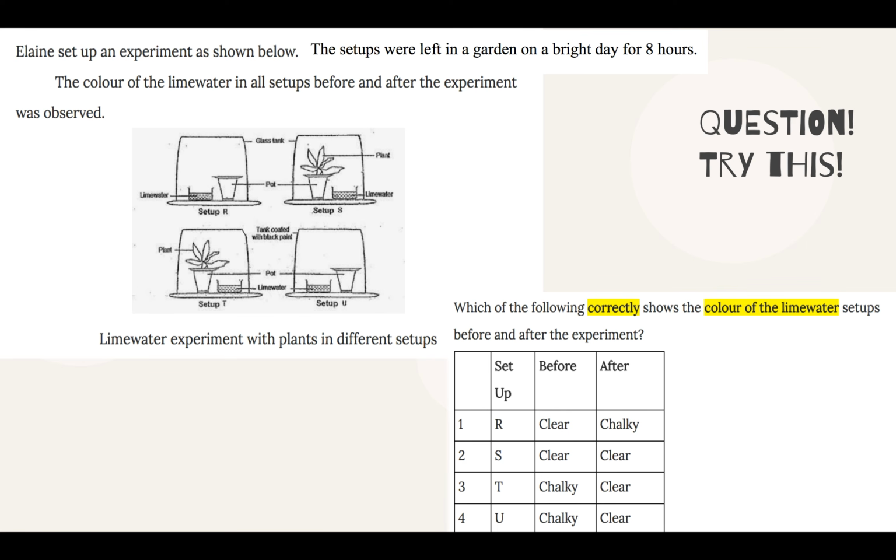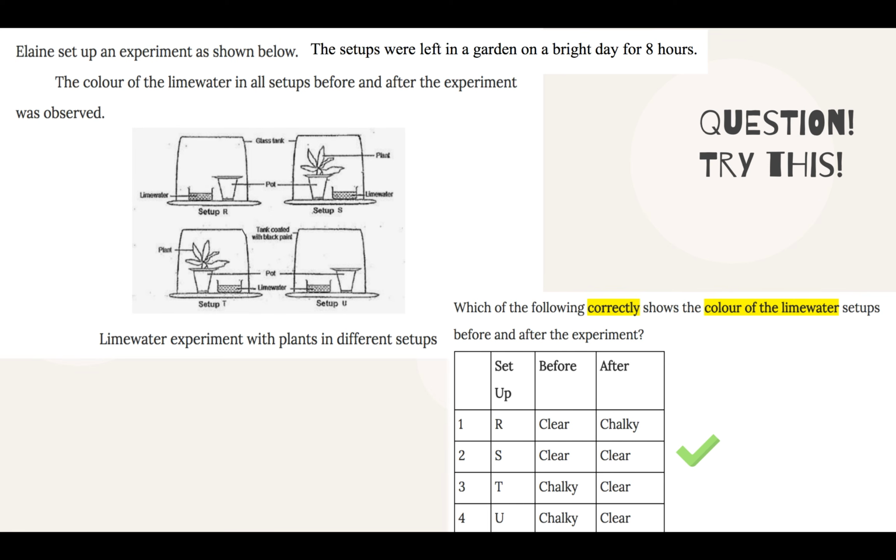The answer is 2. In the beginning, lime water is always clear. Hence, we can eliminate option 3 and 4. R does not contain living things. Thus, there are no organisms to respire. Lime water will not turn chalky as there is no carbon dioxide to turn clear lime water chalky. Hence, it should not have been chalky. It should have been clear.